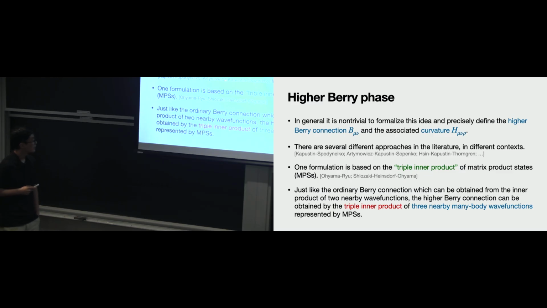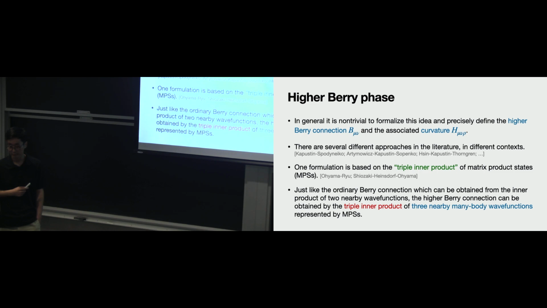And the one approach that will be most relevant for us will be the one based on what's called the triple inner product of matrix product states. I'm going to review what it is briefly, but these matrix product states are examples of tensor network states. And the idea is sort of simple. Just like the ordinary Berry connection, which can be obtained from the inner product of two nearby quantum wave functions, the main idea is to define the higher Berry connection by computing the triple inner product of three nearby many-body wave functions represented as matrix product states.